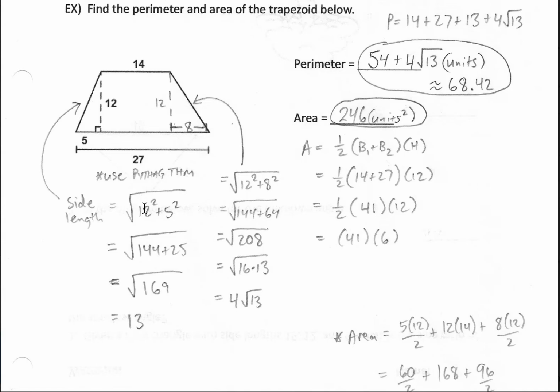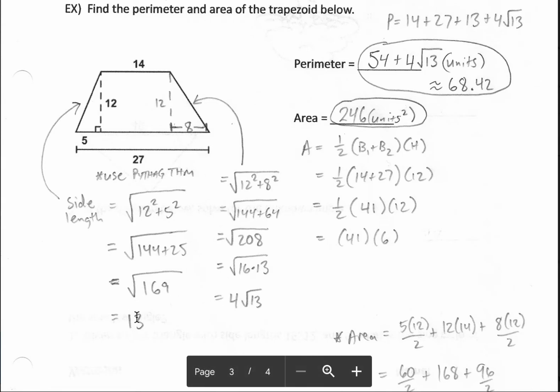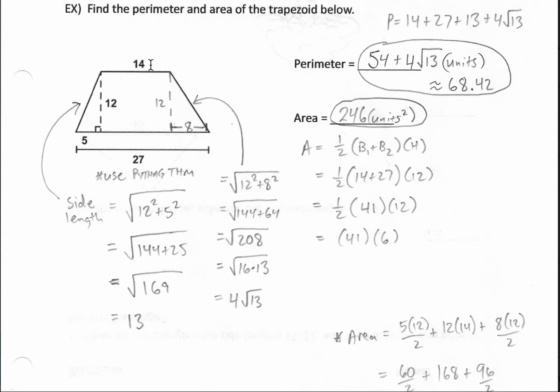So 12 squared is 144 and 5 squared is 25. If I add that together, I get 169, and if I square root that, I'm going to get the length of that hypotenuse or side of my trapezoid there. Well, 169 is a perfect square, so when I square root it, I get a nice whole number. The square root of 169 is 13. So this side length is 13. So far I have 14 plus 13 plus 27. Let's find this last side length here.